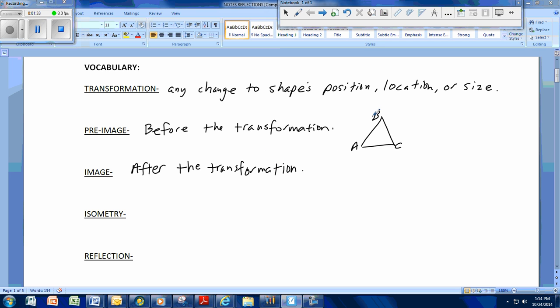Okay, so if I take triangle ABC and let's say I flip it over this line right here, it would look something like this. Now A is flipped, so we're going to call this A prime. B is flipped, we call that B prime, and then C is flipped, call that C prime. So this would be the pre-image again, and this would be the image.